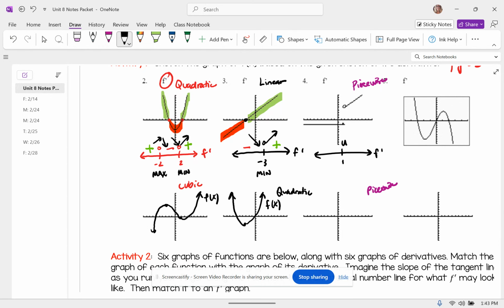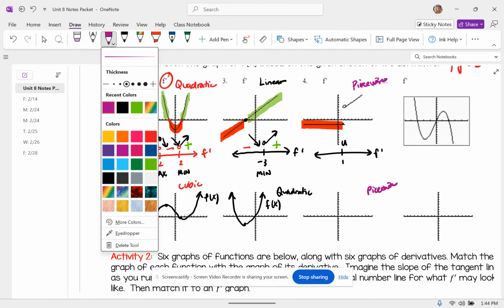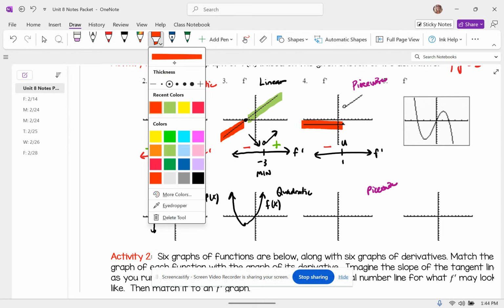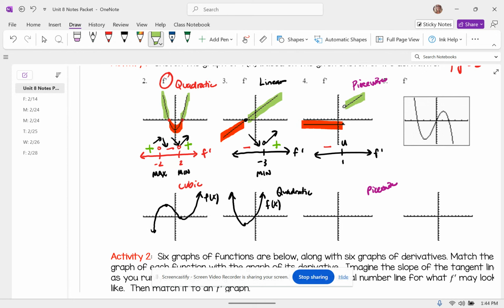So the derivative is undefined when on the original curve you either have a cusp or an asymptote. Let's figure out what this one has. To the left of 1, what are the outputs of the first derivative? Negative. What about to the right?